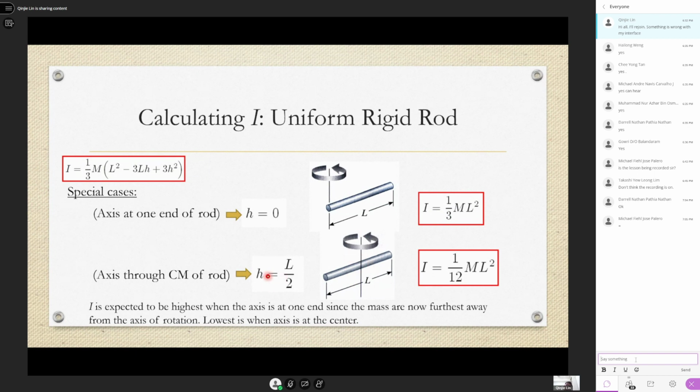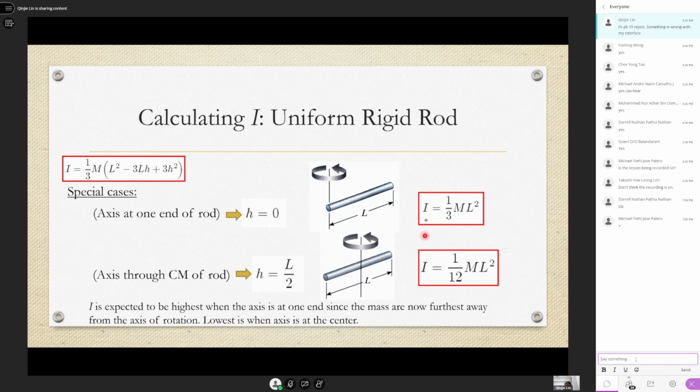For this case, we notice that h will be L over 2. h is the length from the left end to the axis. That will be L over 2, right? So if you substitute it in and get rid of the h, you'll get I equals 1/12 ml².